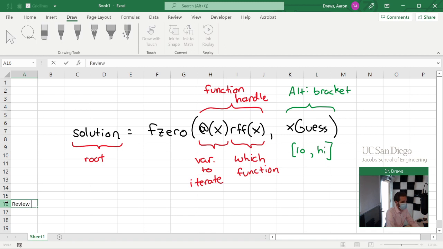Just as a review of the steps, let me see if I can zoom in on that one more time.